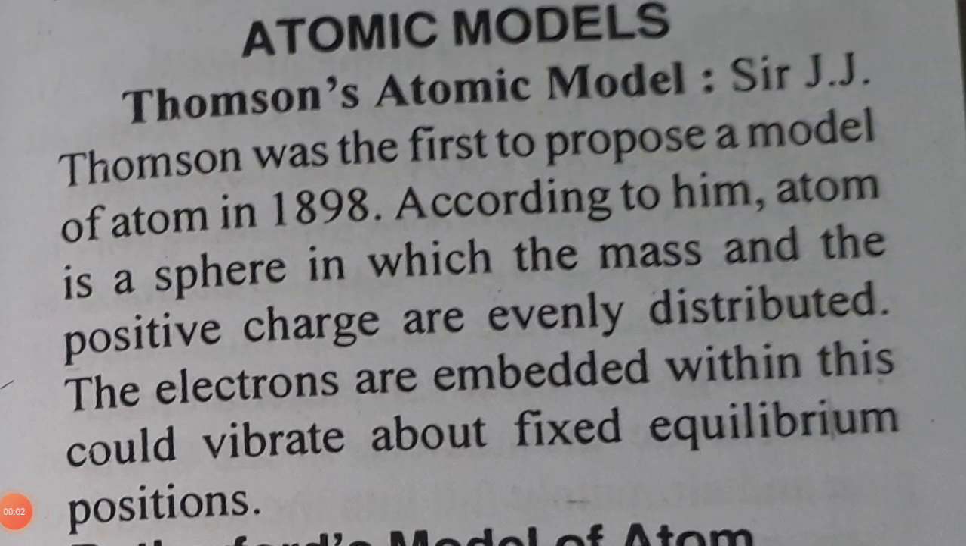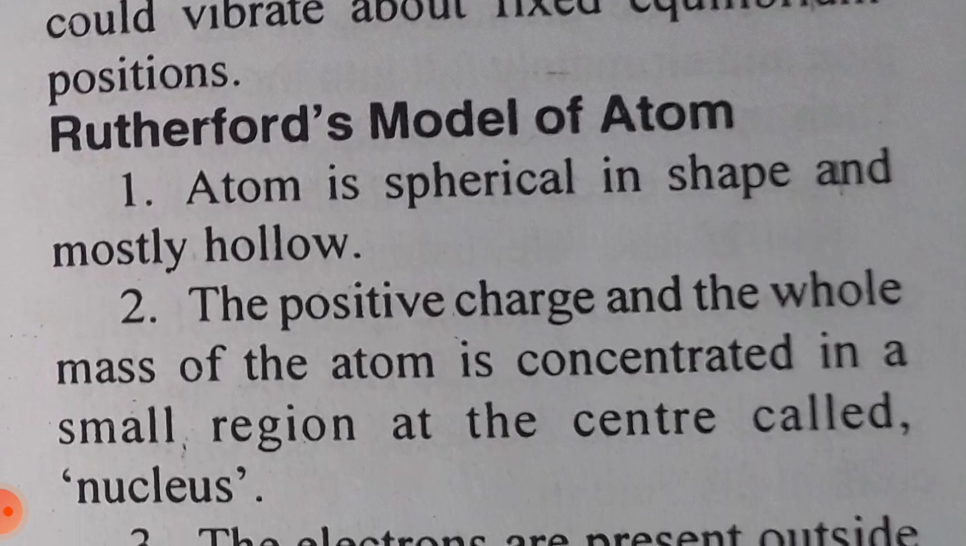Atomic models. Thomson atomic model. Sir J. J. Thomson was the first to propose a model of the atom, in 1898. According to him, the atom is a sphere in which the mass and positive charge are evenly distributed. The electrons are embedded within this sphere and could vibrate about fixed equilibrium positions.